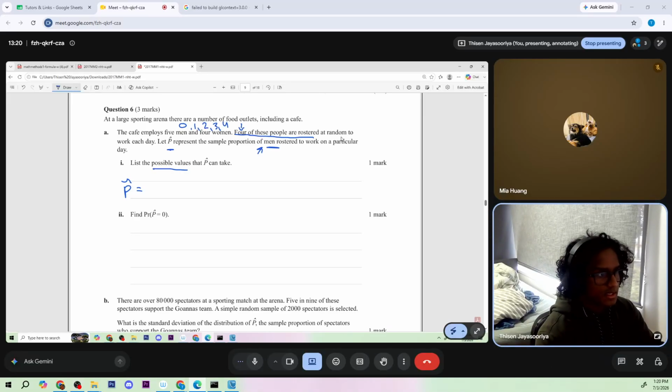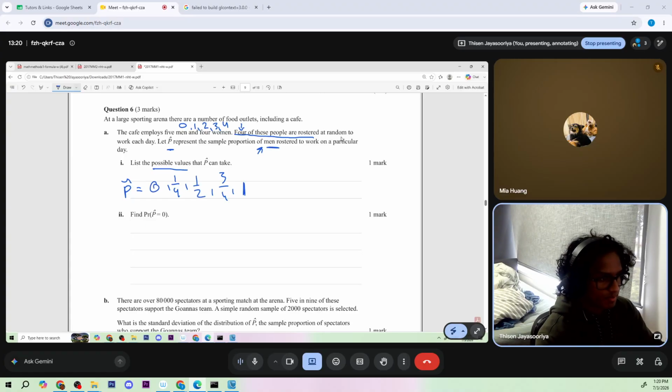So here, if we pick out 0 men, the proportion of men that I picked out is 0 over 4. If I pick out 1 man, it's 1 over 4. If I pick out 2, it's 2 over 4. 3 over 4. 4 over 4. Which we can simplify some of these expressions into 0, a half, and 1.